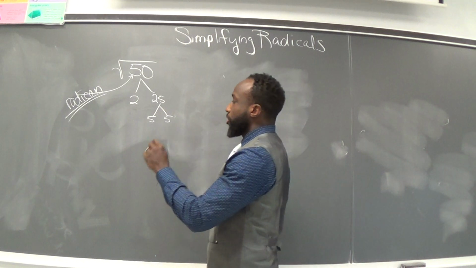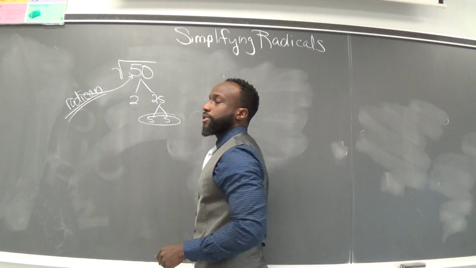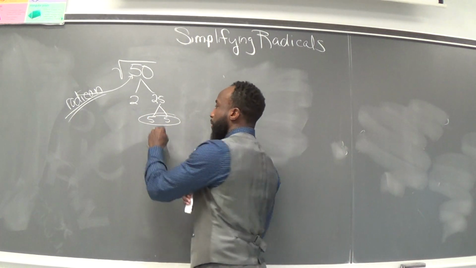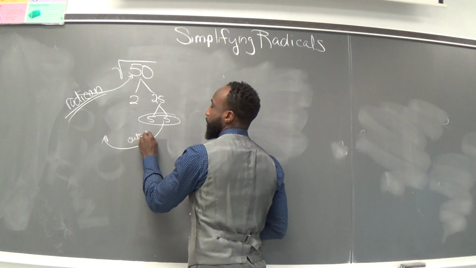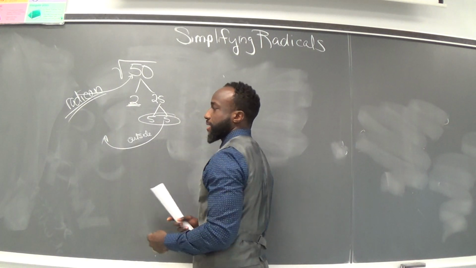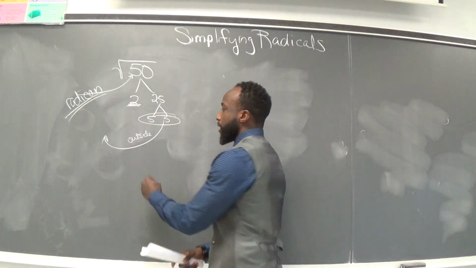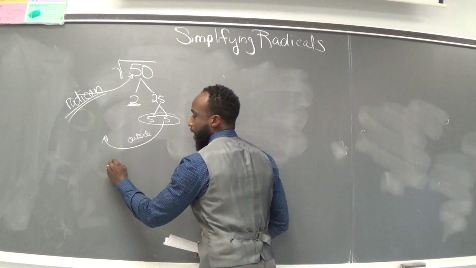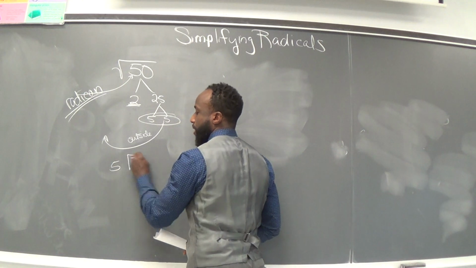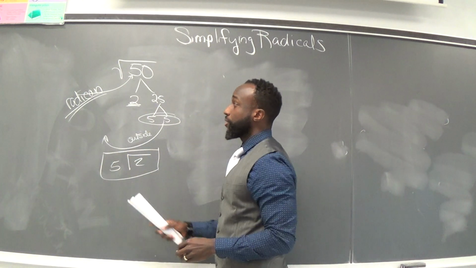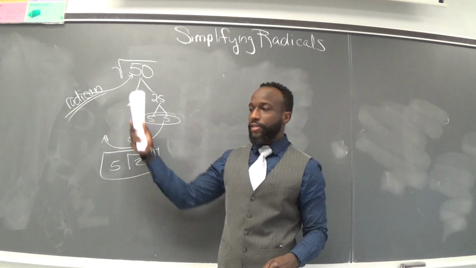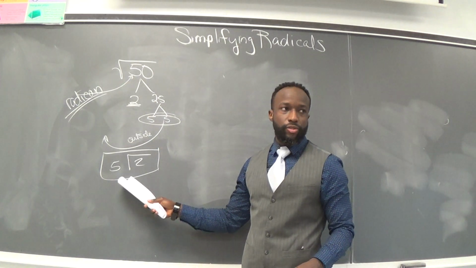Now, here comes the simplifying of the radical part. Alright? What you're going to do is you're going to identify the pairs. There's a pair of 5s there. The pairs go on the outside. They go on the outside, and the 2 stays inside because it's not a pair, right? So you got a pair of 5, so the 5 is outside the radical, and the 2, which is alone, is left on the inside. And so when you simplify the square root of 50, you end up with 5 root 2.